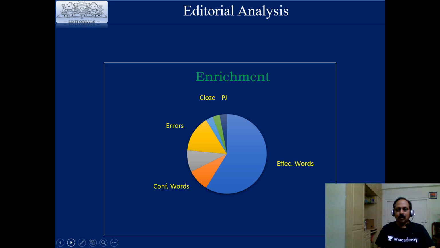Let us have a look at what is the enrichment from today's editorial. You got about 10 or 15 effective words. Then you got three pairs of confusing words, and you could work on spot the errors, cloze test, and para-jumble. Besides, you got nouns of Latin or Greek origin. You got an opportunity to recollect nouns of Greek or Latin origin. They're very important from the exam point of view.